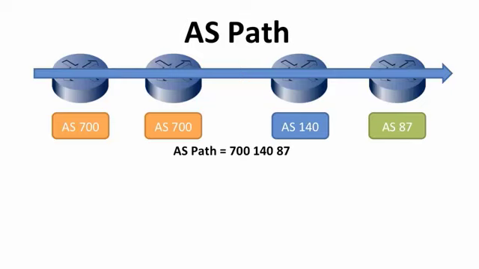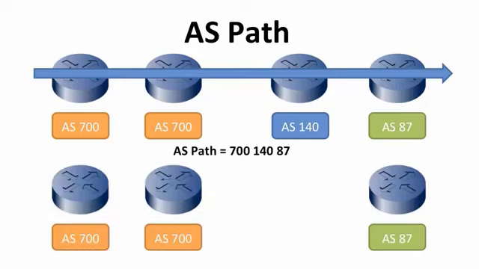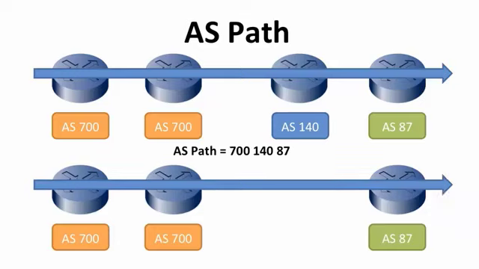Why is this important to know? Because here's another flow that has 2 routers in AS 700 and then 1 router in AS 87. Now, according to this path, there's just 2 ASs. That would be the preferred path. It's critical to understand that BGP is concerned about AS path and not so much about hop count. AS path is a key attribute to understand.